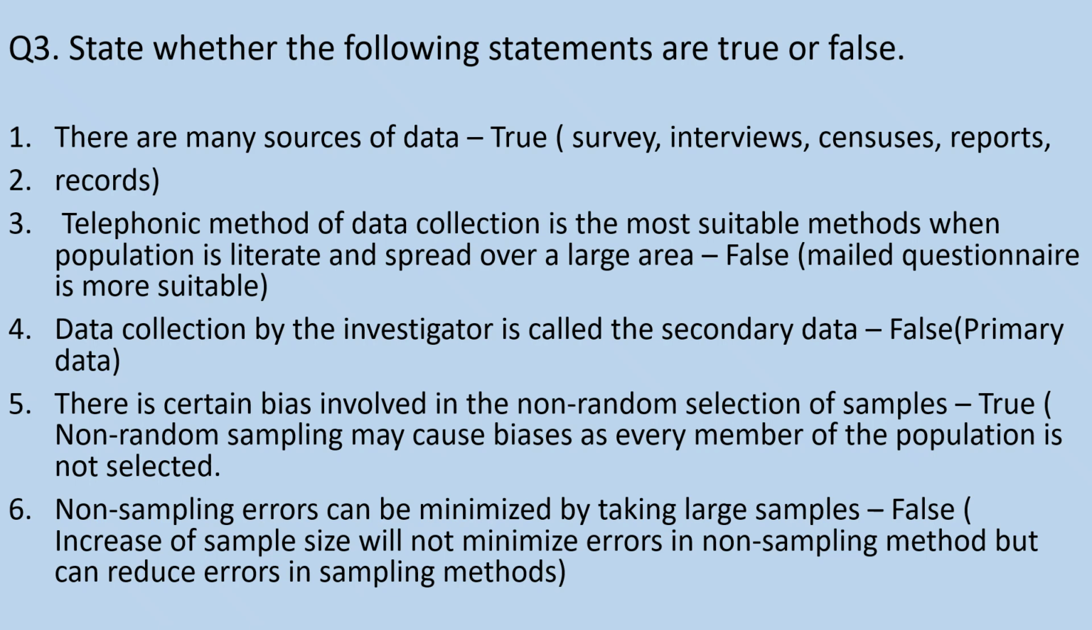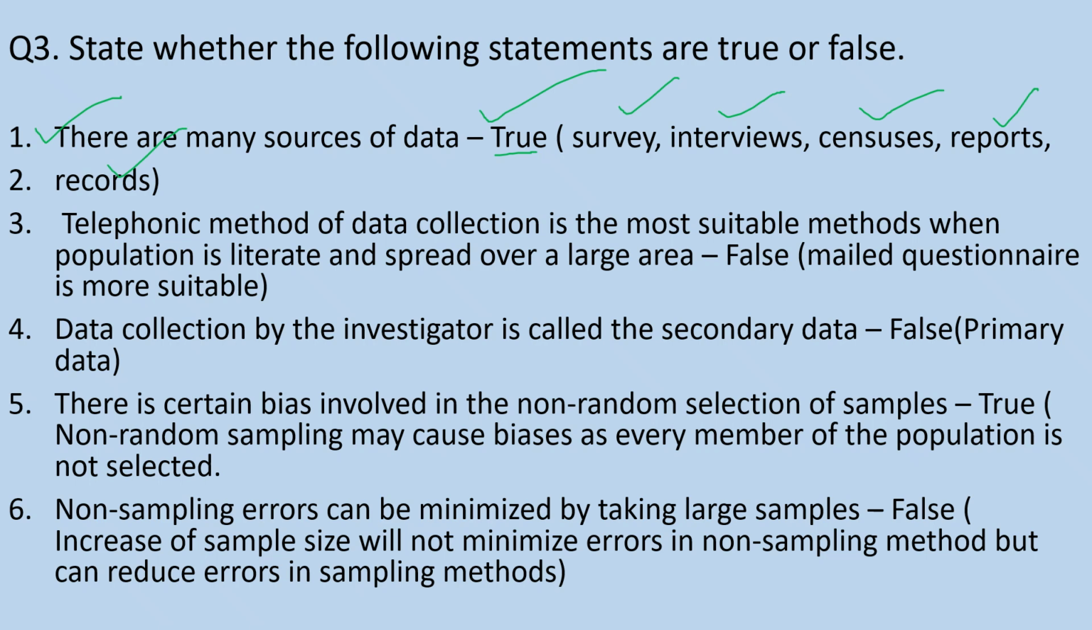The third question for chapter 2, collection of data, is: state whether the following statements are true or false. What is the first statement? There are many sources of data. Here the answer will be true, because yes, there are many sources of data. The sources can be surveys, interviews, censuses, reports, records, and many others. These are the different kinds of sources from where data can be collected. So there are many sources of data.